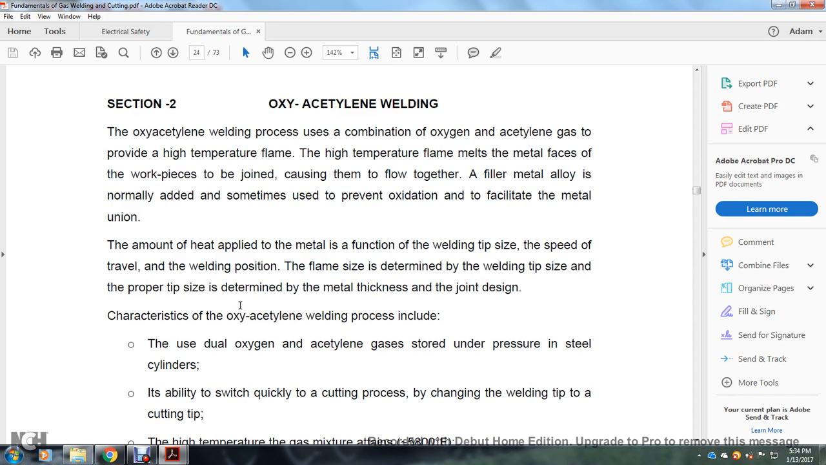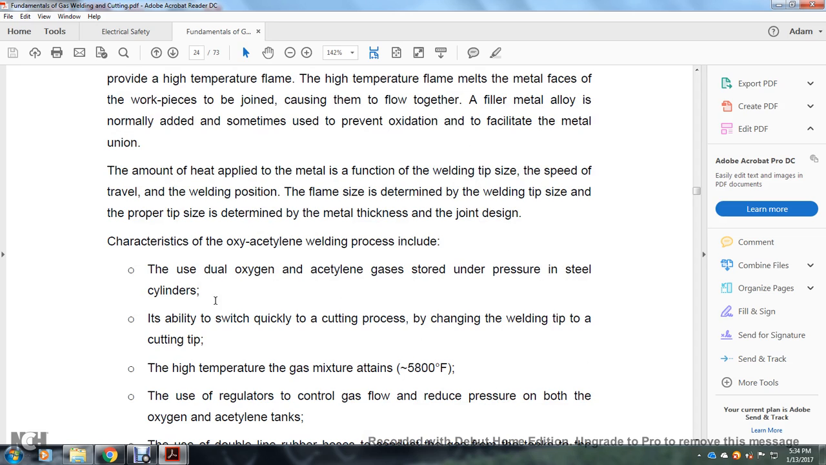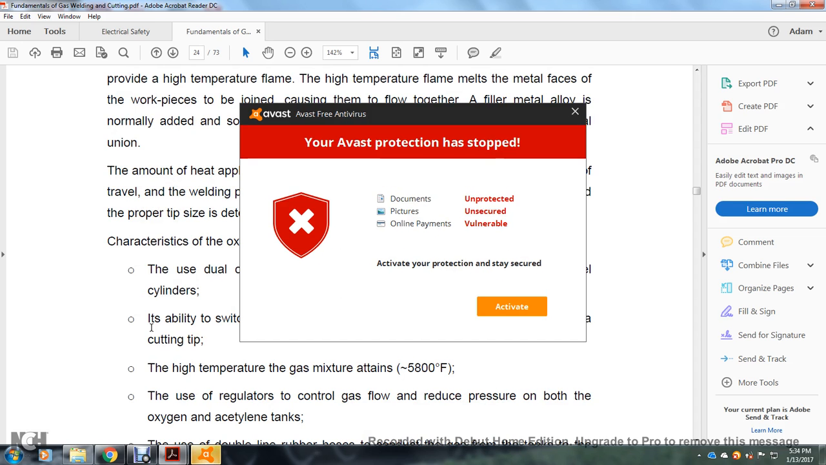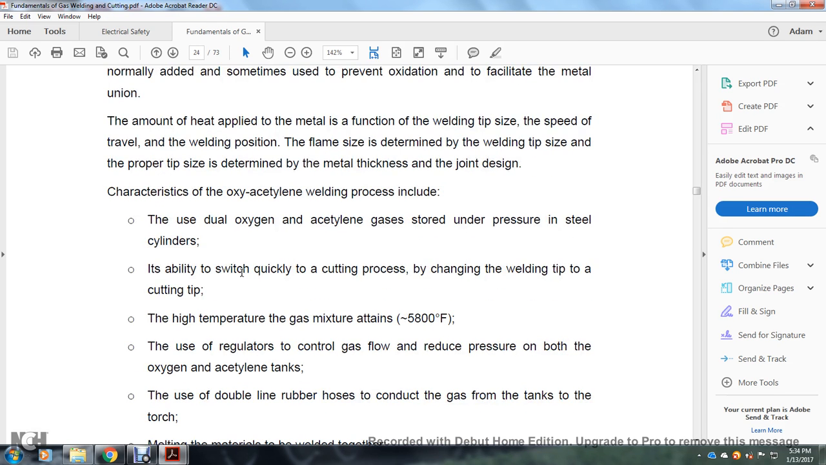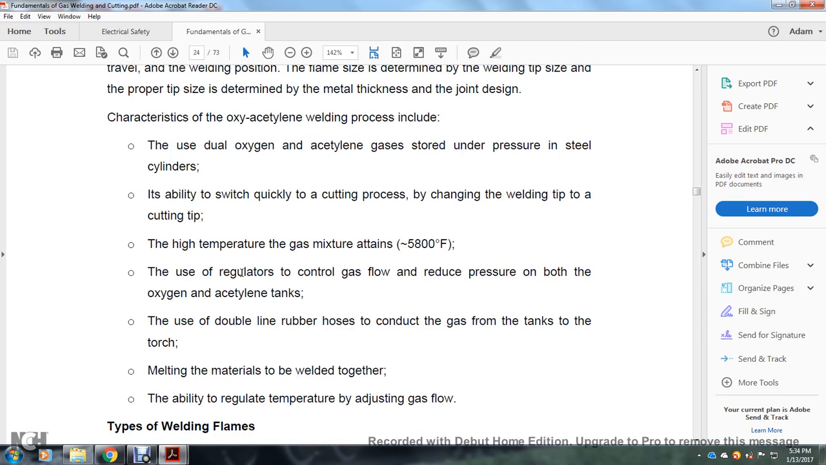Characteristics of the oxyacetylene welding process include the usual dual oxygen and acetylene gases stored under pressure in steel cylinders. Its ability to switch quickly to the cutting process by changing the welding tip to a cutting tip. The high temperature gas mixture attains 5,800 degrees Fahrenheit.